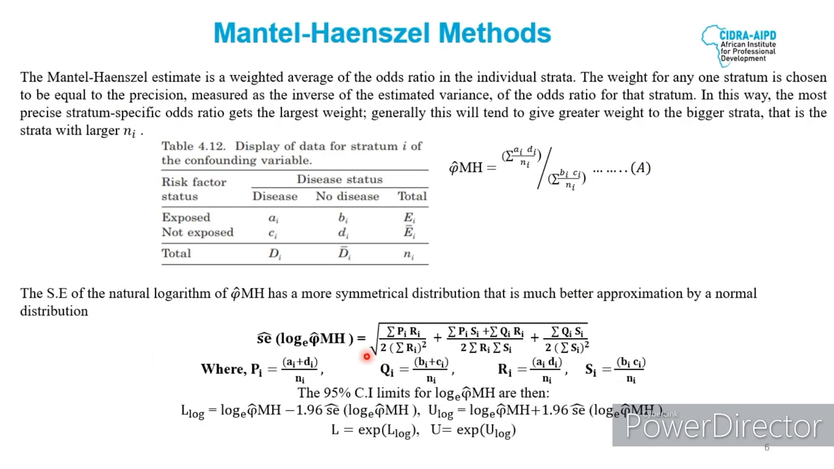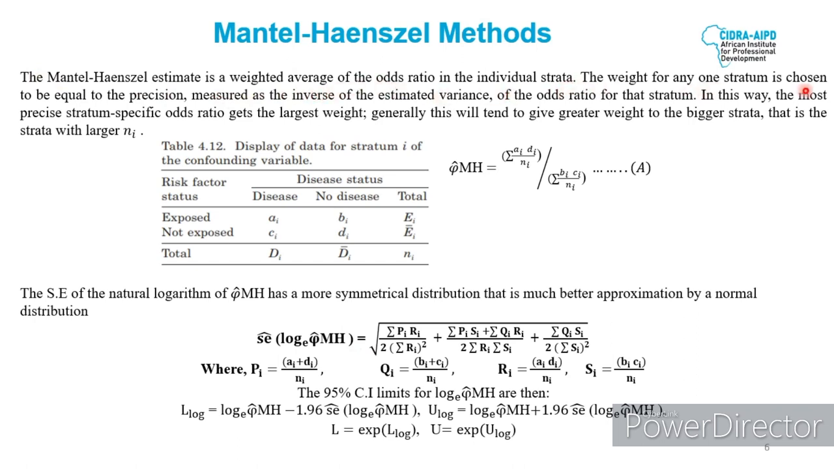So let us start with Mantel-Haenszel methods. But before that, I want to ask you a question. What do you think is the purpose of the Mantel-Haenszel procedure? Well, the answer is that the Mantel-Haenszel procedure provides a summary measure of association by adjusting for confounders when interaction is absent. The Mantel-Haenszel estimate is a weighted average of the odds ratio in the individual strata.